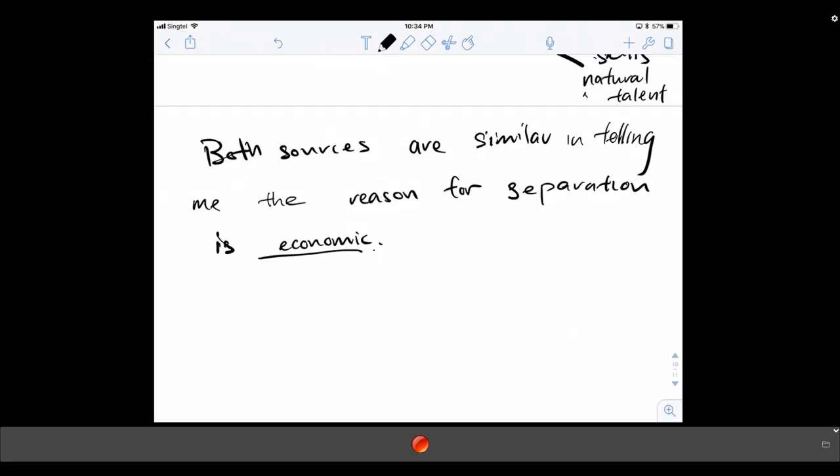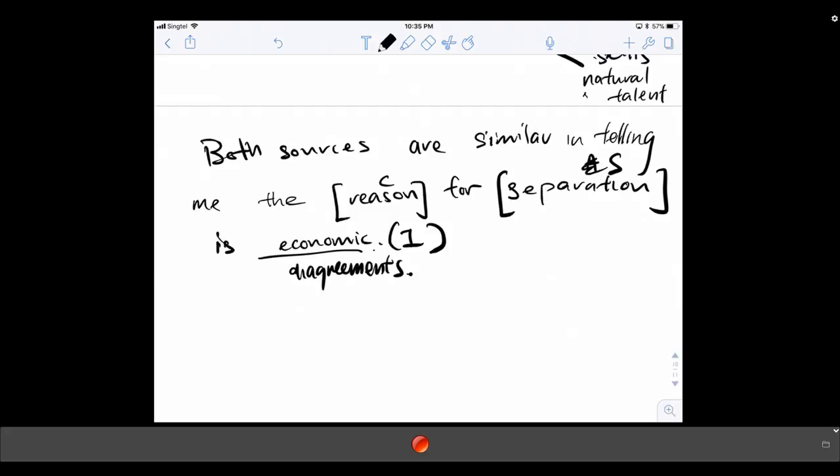Now, what is the subject here? The main issue is separation. Okay, this is your main issue. What about separation are you inferring about? That is the criteria. Okay, the criteria. What are you inferring about? Is your C, criteria. Aspect, I mean main issue. Subject. CS, subject. So criteria, subject. And then your inference. Okay, your inference is economic. So both sources are similar in telling me that the reason for separation is economic disagreements. Can?